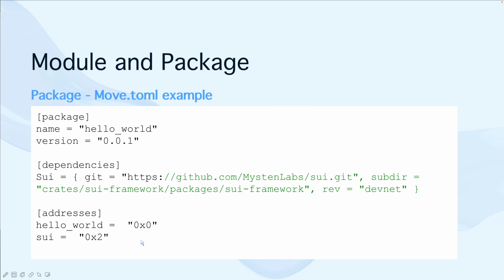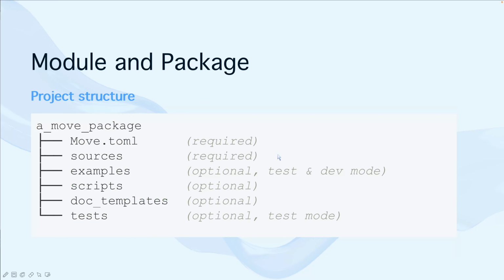So this is a Move project source directory. It contains a Move.toml package manifest file along with a set of subdirectories. The directories marked required, Move.toml and sources, must be present in order for the directory to be considered a Move package and to be compiled. Optional directories can be present, and if so, they will be included in the compilation process. Depending on the mode that the package is built with, test or dev, the tests and examples directories will be included as well.